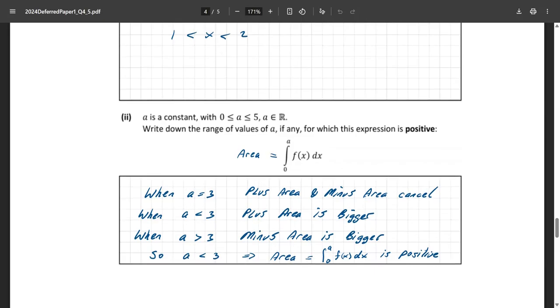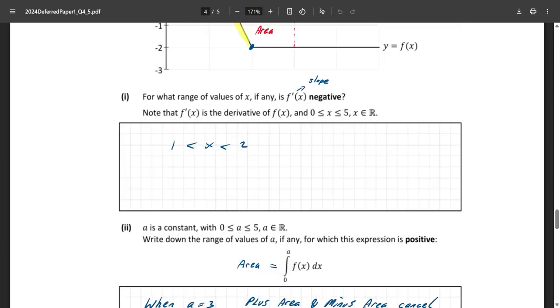A is a constant, where A is between 0 and 5. So A is some number between 0 and 5. And we want to get the area between 0 and... okay, well, first of all, I put in this bit, area. We weren't told it was area. So this is what we were given, an integral between 0 and A of f(x) dx. But we should know that when you're given the integral of some function between two limits, that is an area. That's the formula for area under a curve.